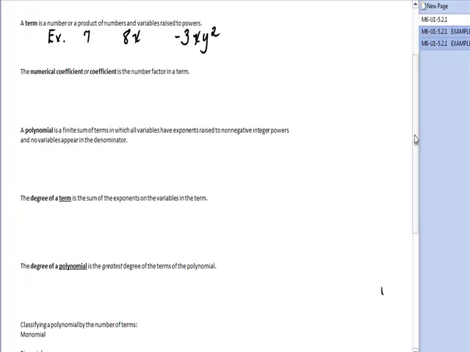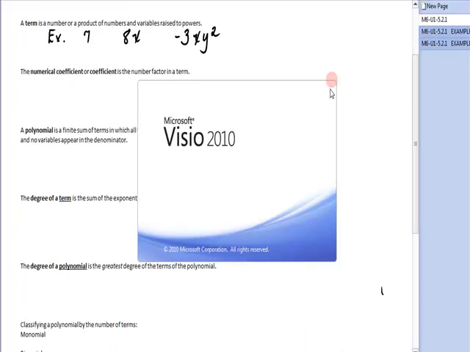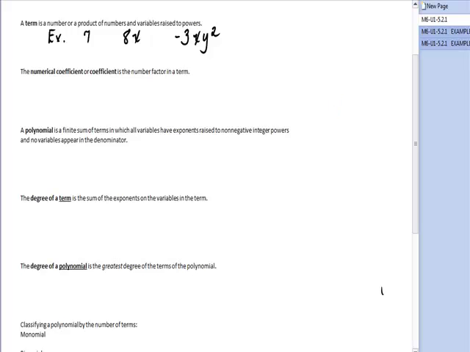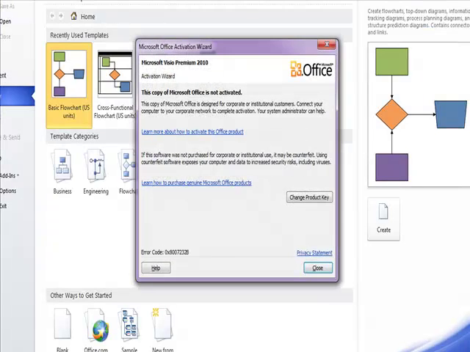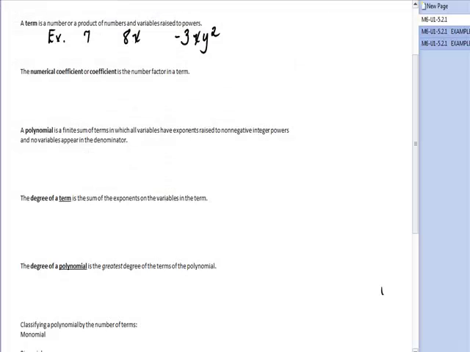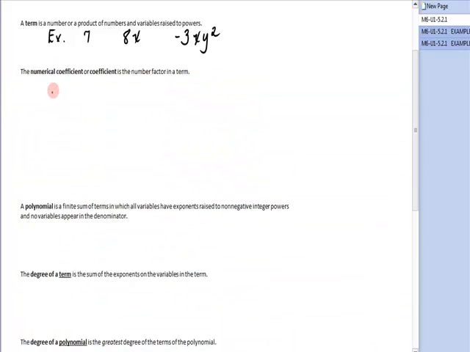Okay? The numerical coefficient, or just coefficient, of a term is the number factor in a term. So let's take a look at some terms, and I want to identify the numerical coefficient. If I have 2x, the numerical coefficient is just the 2. If I have 5xy squared, the numerical coefficient is 5.